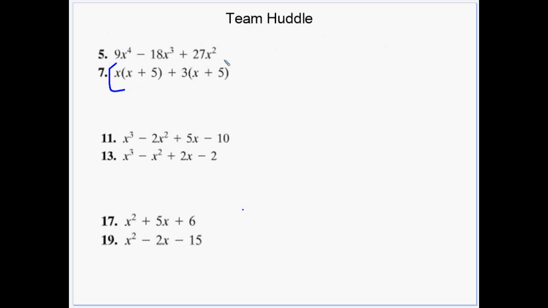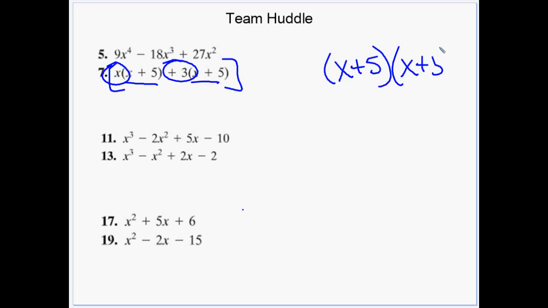Number 7, imagine a set of brackets around here. We're going to factor out the x plus 5 term. So that's now out, and the remainders are the x and the plus 3. x plus 3. There's our final answer.